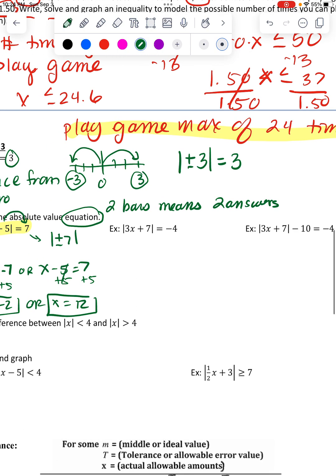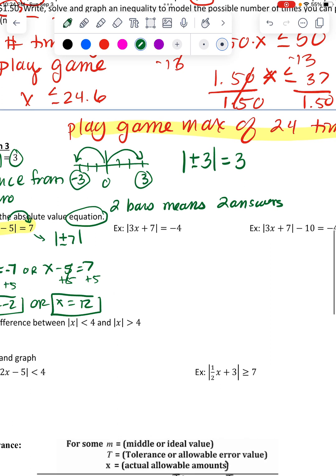Okay, so in this problem, I have a problem. This is asking for the absolute value to be -4, but that can't happen. I can't do this because it's saying, hey, when is 3x plus 7 -4 units from 0? And you can't be negative. You can't have an absolute value that kicks out a negative. So you can't do this one, and you would say no solution. That's fun.